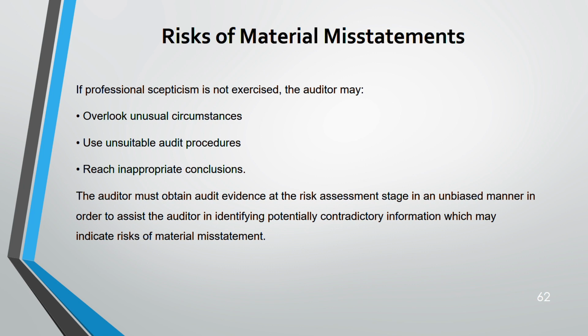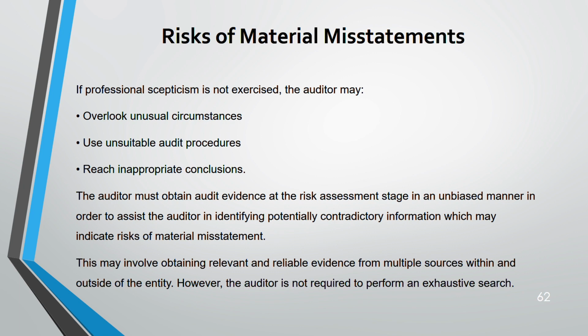So, the auditor must obtain audit evidence at the risk assessment stage, and that also in an unbiased manner when taking this evidence. For example, this will help you to identify potentially contradictory information, which can then indicate risk of material misstatement. And remember, when you're taking evidence, it has to be from a relevant as well as reliable source. Make sure that you take the evidence from multiple sources rather than relying on one source, and check whether they are consistent with each other or not.